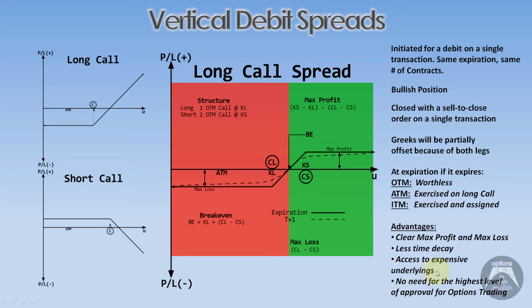You have less time decay because the Greeks are partially offset, like we said. You have access to expensive underlyings, as we were mentioning, because now you only have to put up the amount that you need for that particular spread. You don't need to put up any additional capital. So even if it's a very expensive underlying, and let's say for example this is a $2,000 underlying, and the call is trading at $50, so you need to put up $5,000 to buy this call.